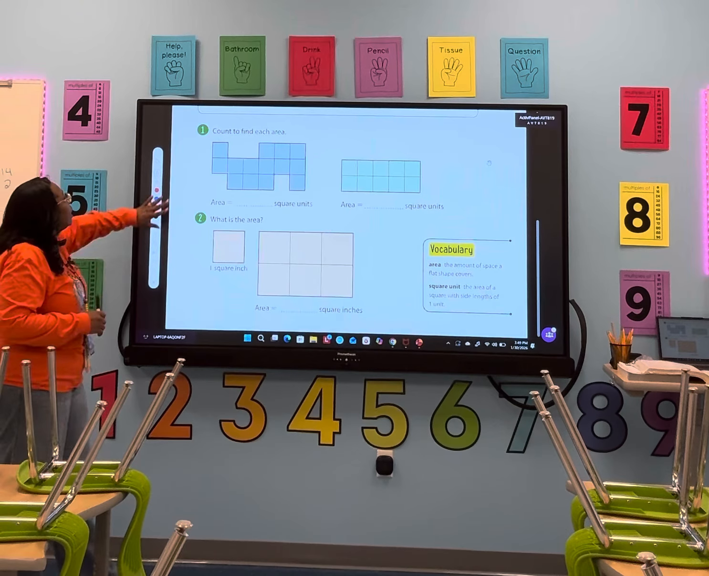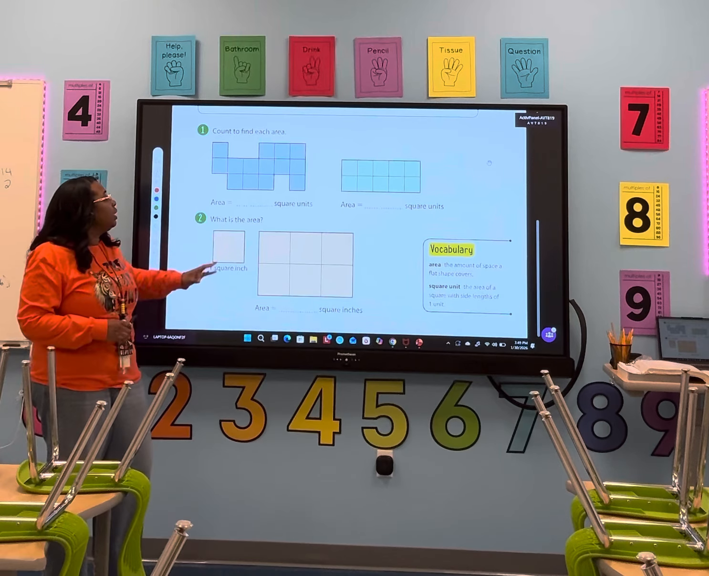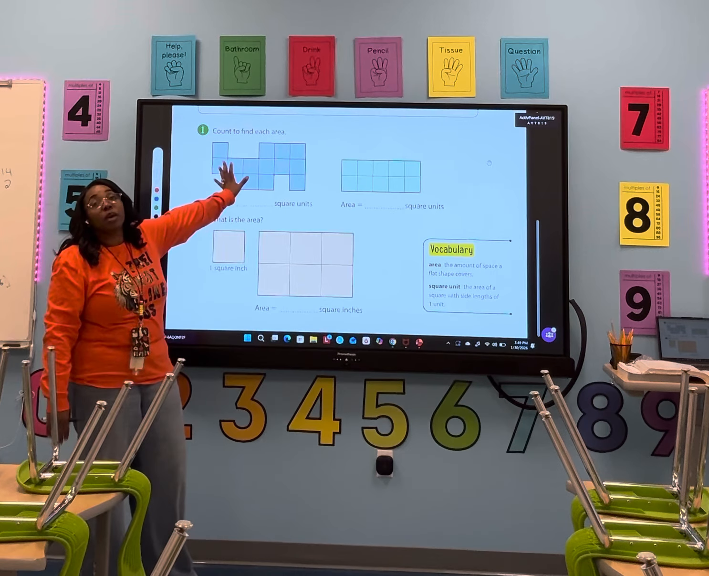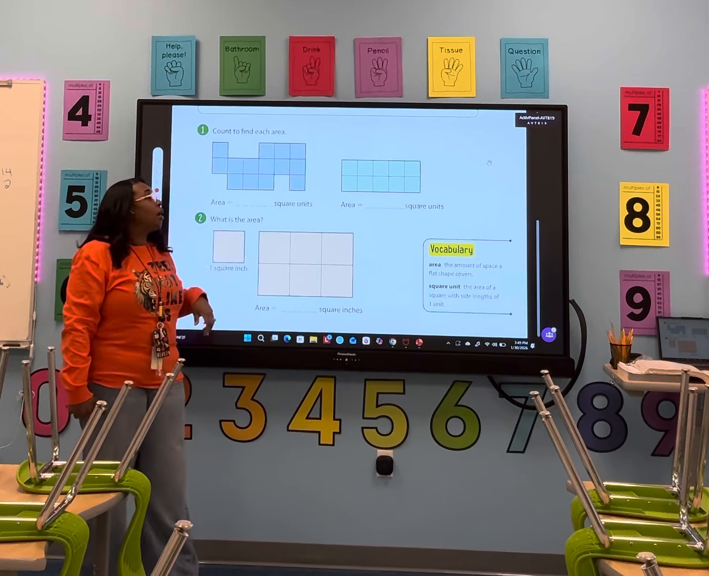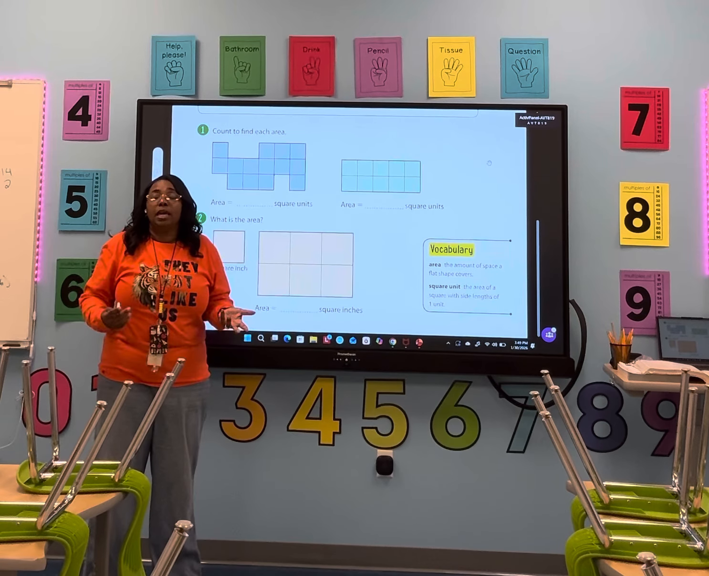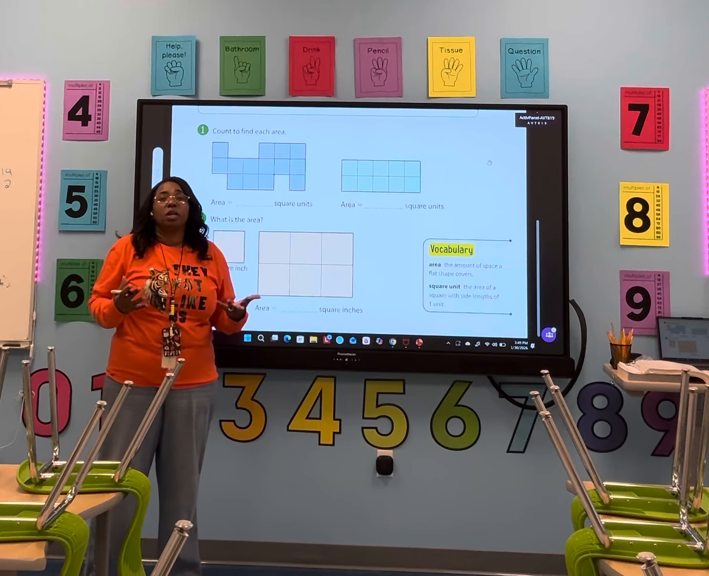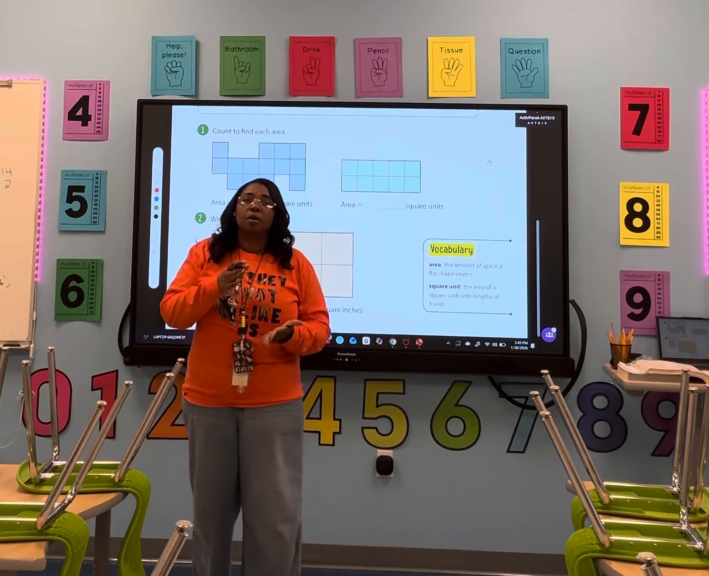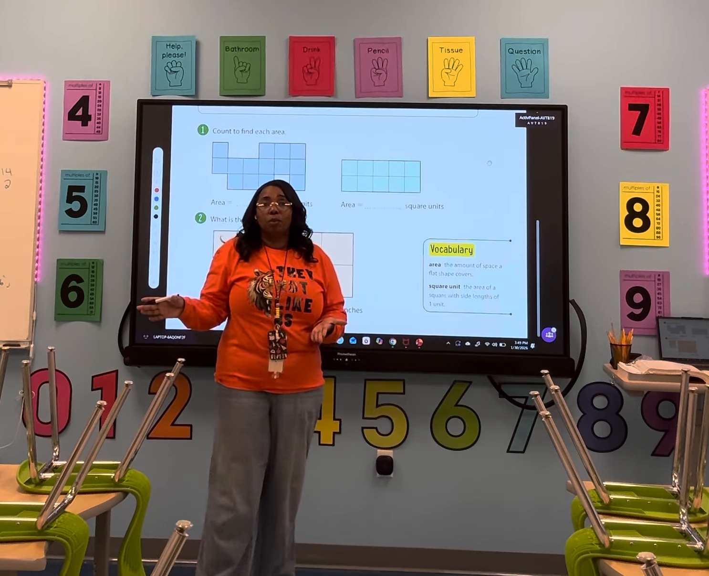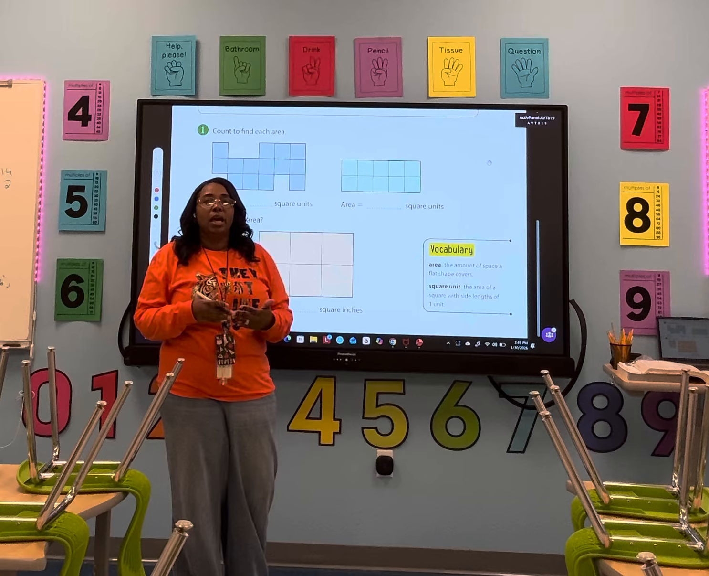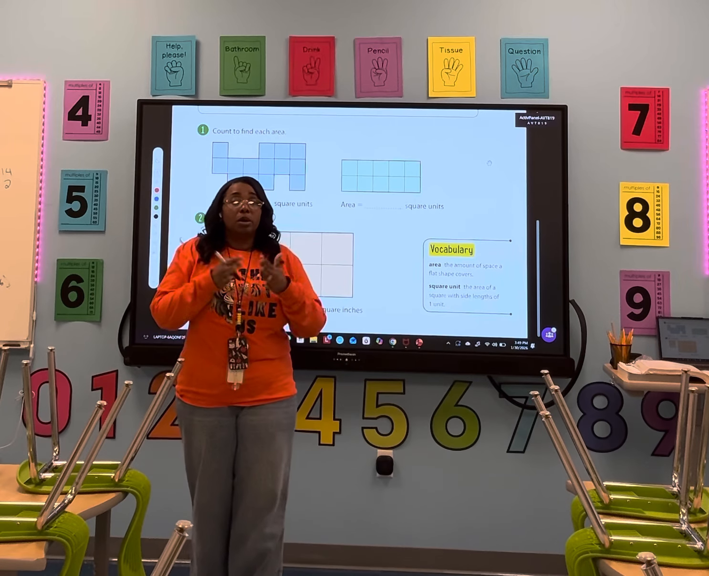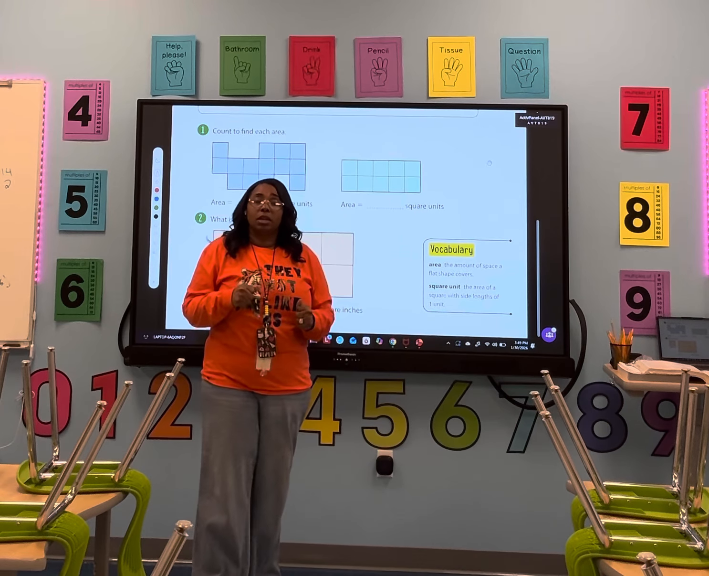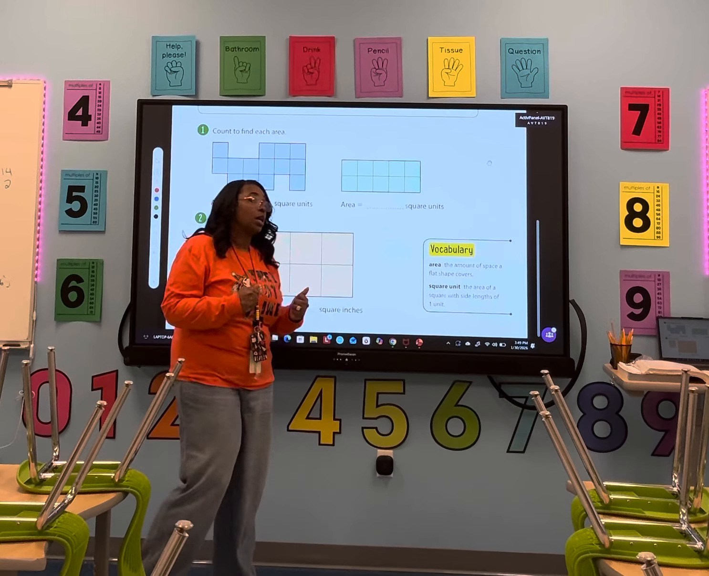So number 1 says to count to find each area. Anytime you have shapes like this, sometimes it may be a rectangle, it may be an irregular shape or a non-rectangular shape. They will give you boxes sometimes, and it makes it easier to figure out the area because you don't have to use the ruler to measure. Although we can use the ruler to measure, which I'm pretty sure next week's lesson we're going to get into, using that ruler and then actually doing some multiplication to figure out the area of these shapes. But for now, we're starting off small, and they're giving us boxes, and we're counting. So that's what we're going to do.